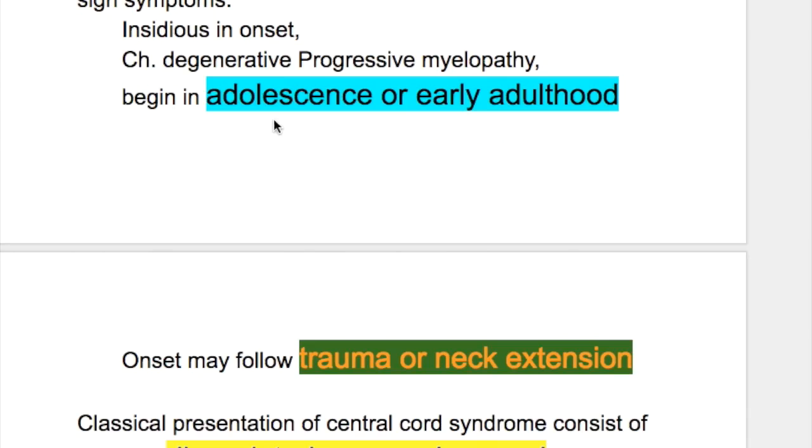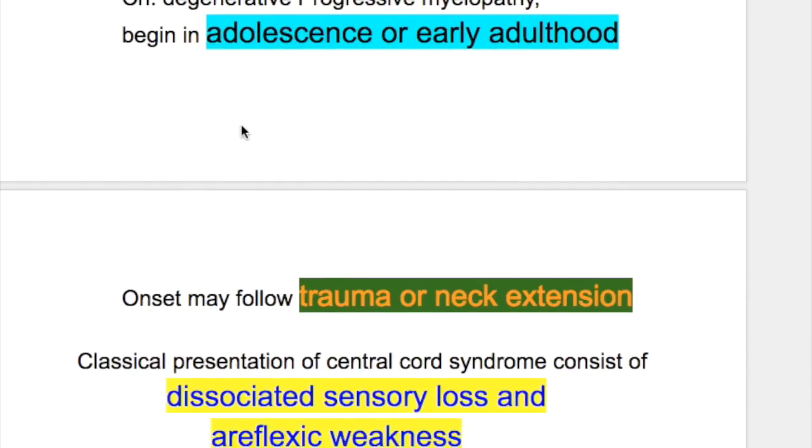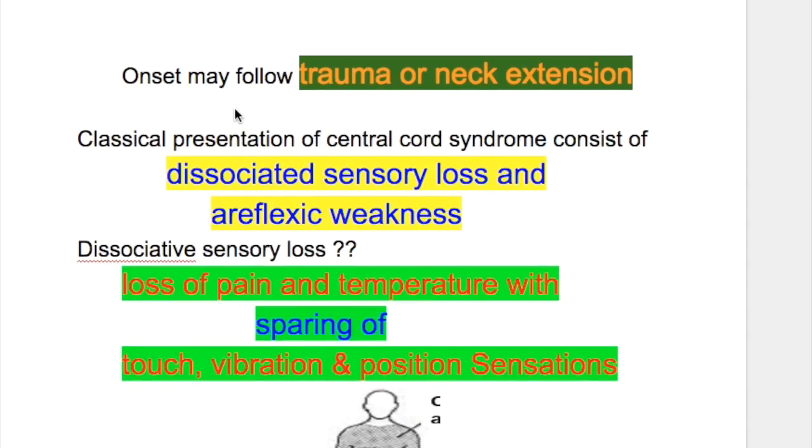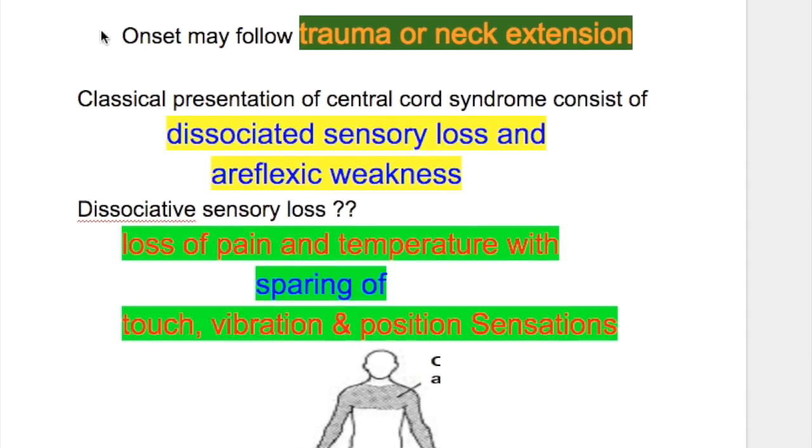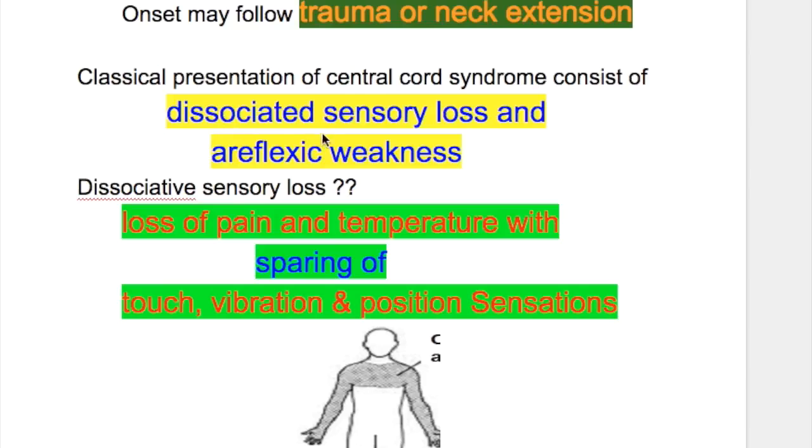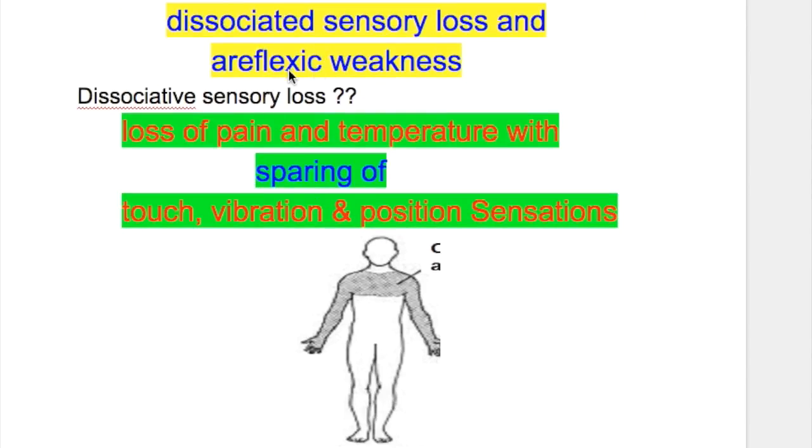What are the signs and symptoms? The signs and symptoms are insidious in onset and cause chronic degenerative progressive myelopathy. It begins in adolescence and early adulthood. The onset may follow trauma or neck extension. What are the classical presentations of central cord syndrome? The classical presentations are dissociated sensory loss and areflexive weakness.